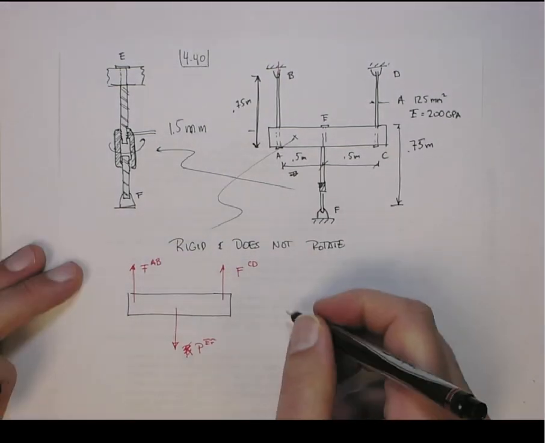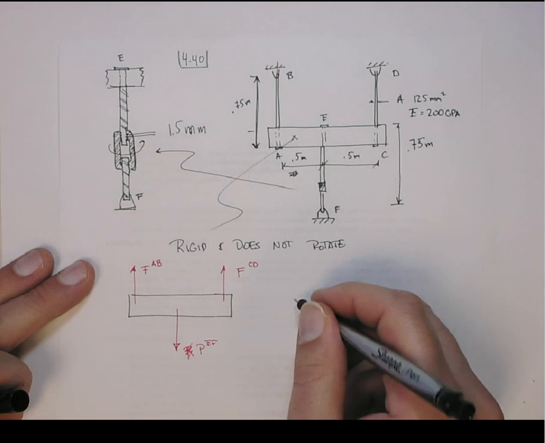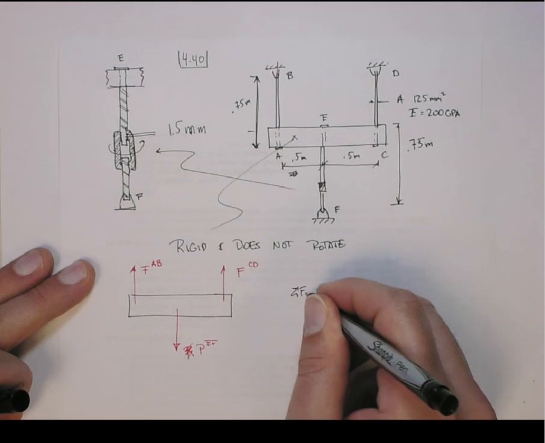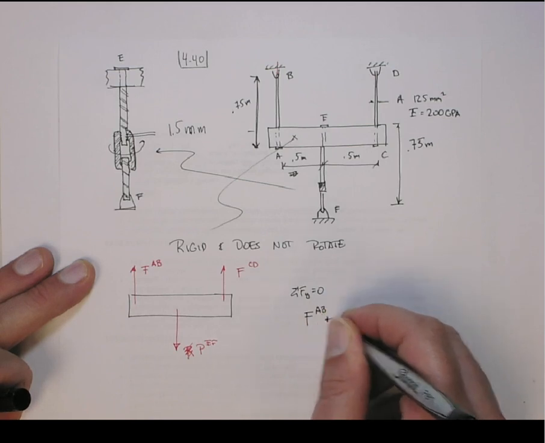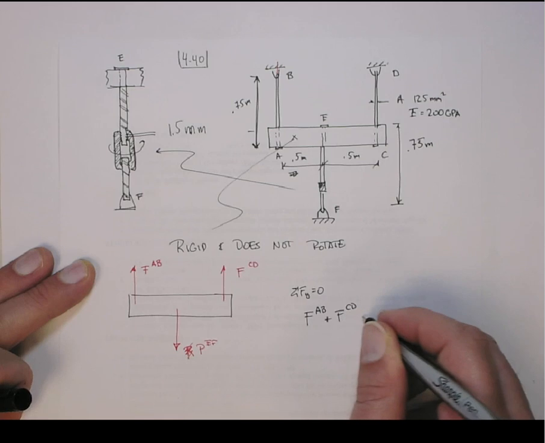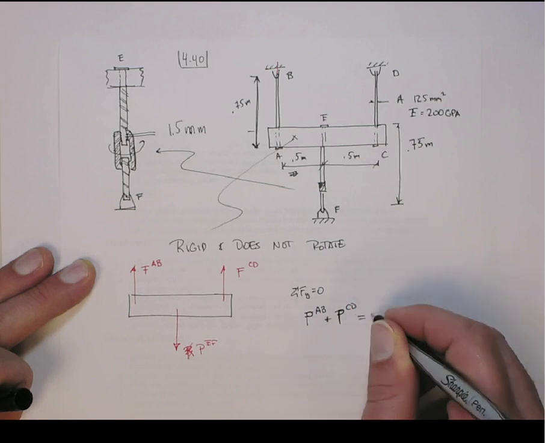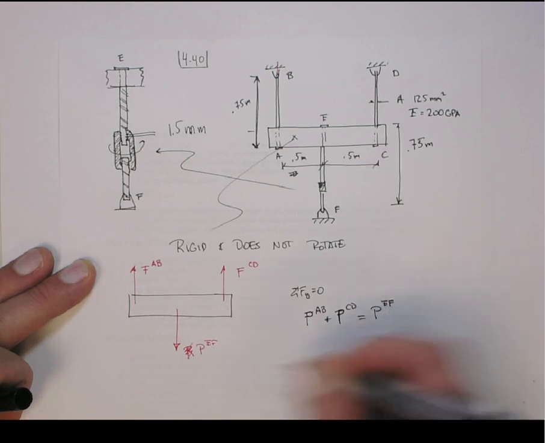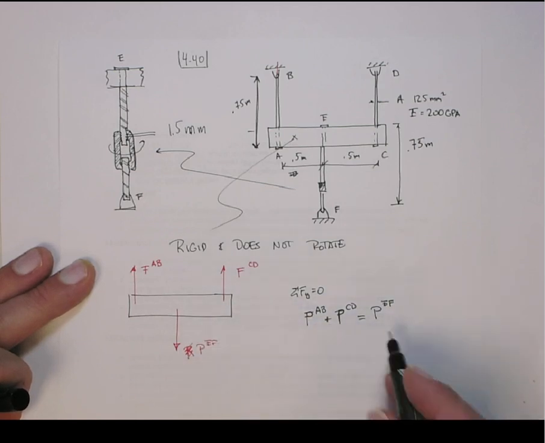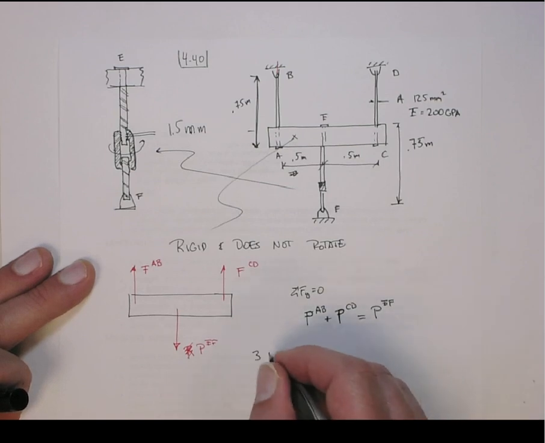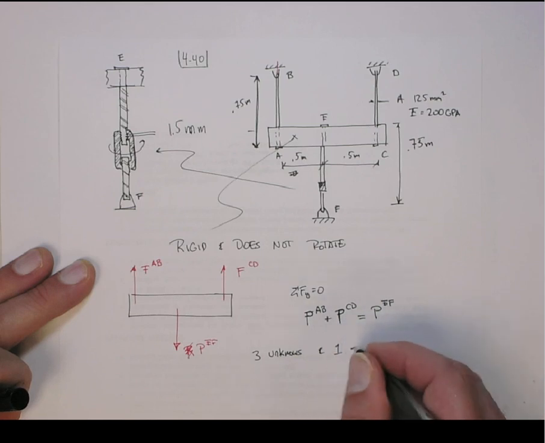And since it doesn't rotate, the only equation we can write from an equilibrium standpoint is the sum of forces in the y direction equals 0, or FAB plus FCD equals, I'm calling it F, I should call it P, equals PEF. So I did the sense so that the assumed tension, and that's the sum of forces. But we have three unknowns and only one equilibrium equation.